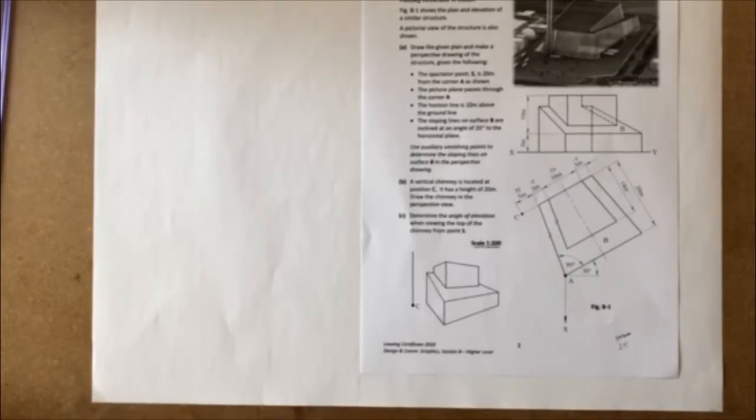Part A is draw the given plan and make a perspective drawing of the structure given the following. The spectator point S is 20 metres from the corner A as shown. The picture plane passes through the corner A. The horizon line is 10 metres above the ground line. The sloping lines on surface B are inclined at an angle of 20 degrees to the horizontal plane. Use auxiliary vanishing points to determine the sloping lines on surface B in the perspective drawn.